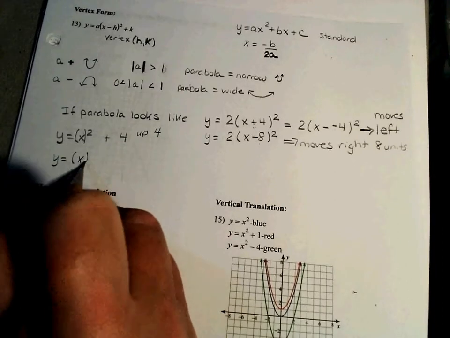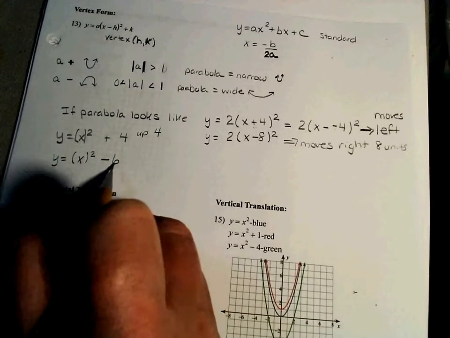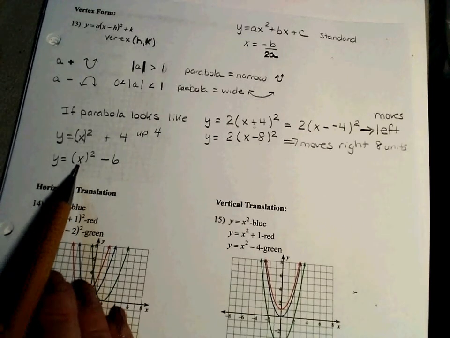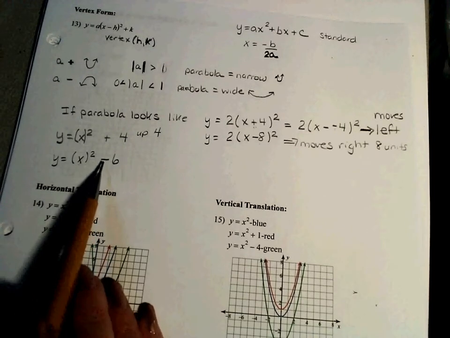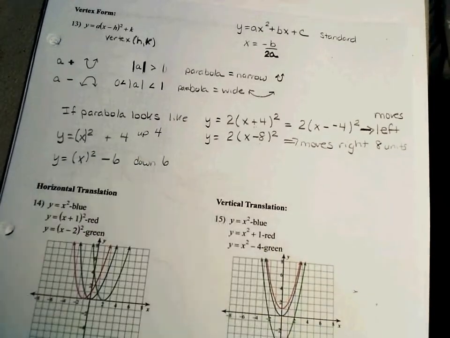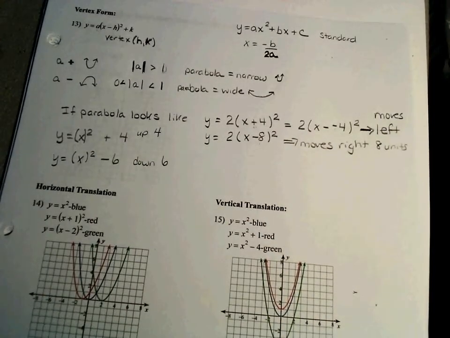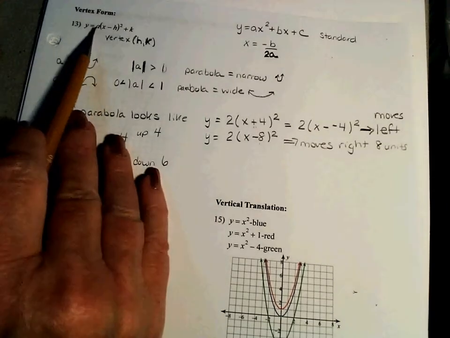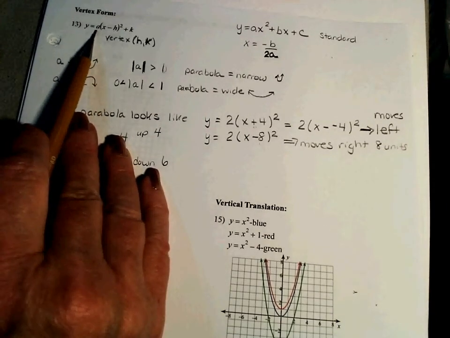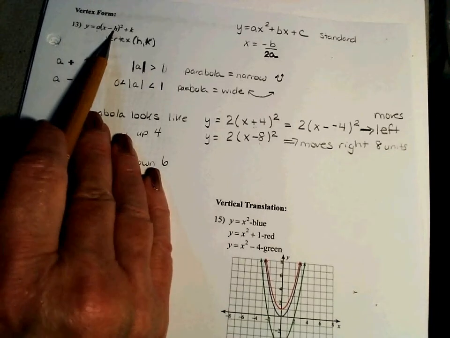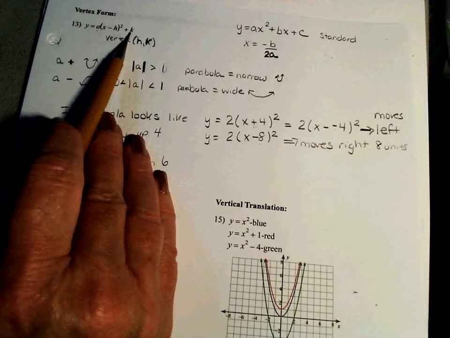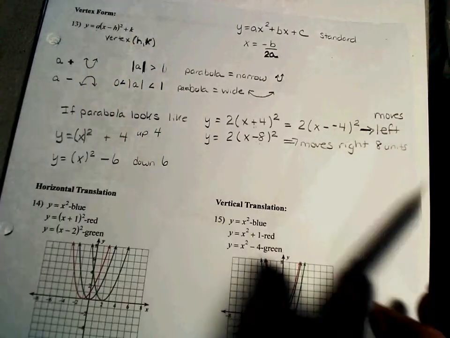Now let's say it looked like this. So there's nothing in here moving it left or right. Minus 6 moves the parabola down 6. Okay. So the A tells if it opens up or down, if it's wide or narrow. The H tells if it moves left or right, and the K tells if it moves up or down.